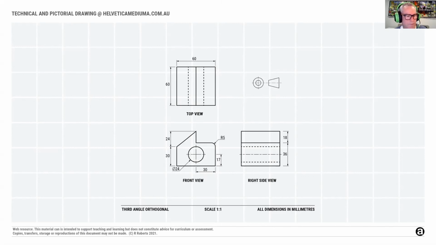Finally, we need to add a third angle orthogonal drawing symbol. This tells people how to read the drawing. Add the symbol in the upper right corner. Remember back to the cube at the start? It tells people how the drawings relate to each other.